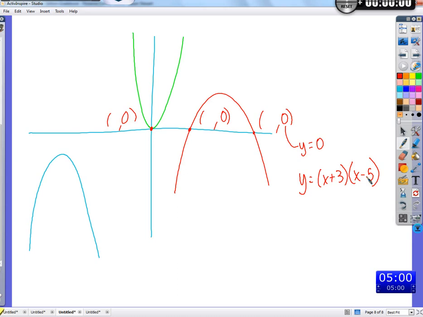Or just throw a number out there. Just throw it out, take a wild guess. 4. Okay, let's see what happens when we plug in 4. 4 plus 3 times 4 minus 5. 4 plus 3 is 7. 4 minus 5 is negative 1. So we got negative 7. So that didn't work out. But maybe just seeing me plug it in and then get two numbers and multiply two numbers together might give you an idea.